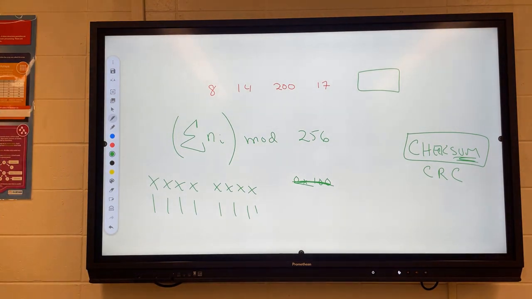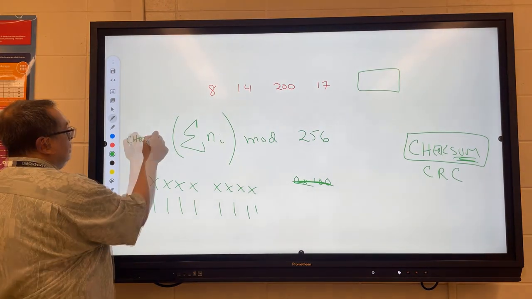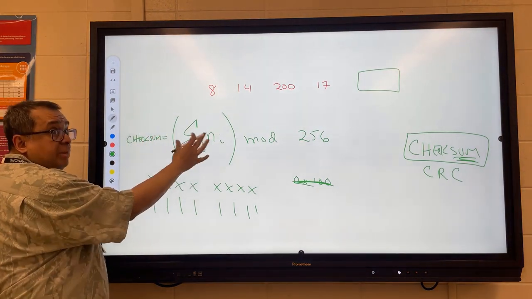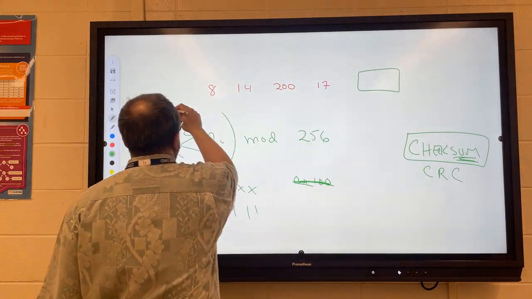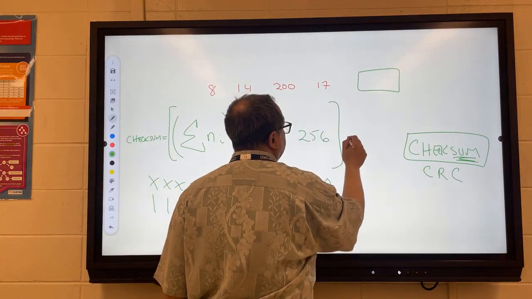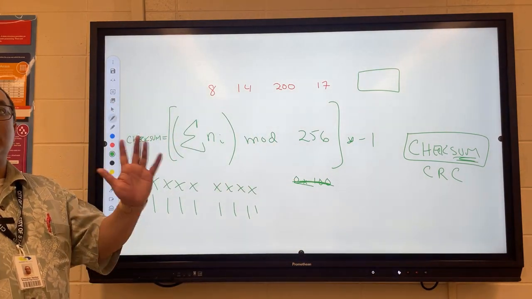Okay? So to calculate the checksum, we're going to add all the numbers together. We're going to do a modulo 256, and then we're going to take this whole thing and multiply it by minus 1. Now, why are we multiplying by minus 1? Here's what we want to do.